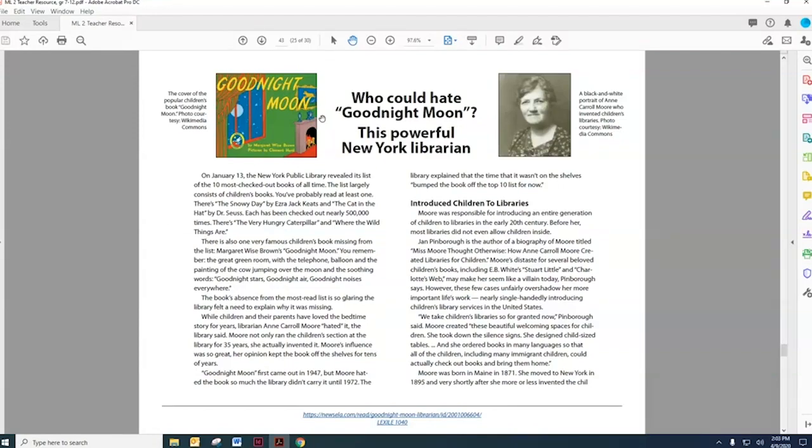Let's do one more paragraph. Goodnight Moon first came out in 1947, but Moore hated the book so much the library didn't carry it until 1972. Oops, let me put that up on the screen for you. Okay, top of the second column. The library explained that the time that it wasn't on the shelves bumped the book off the top 10 list for now. Whoa, that's an answer.